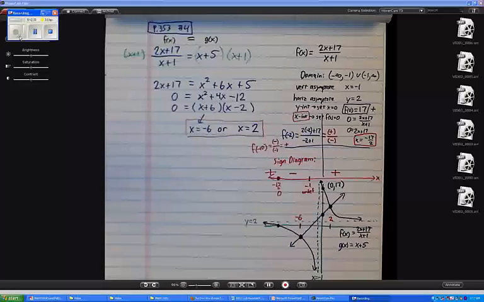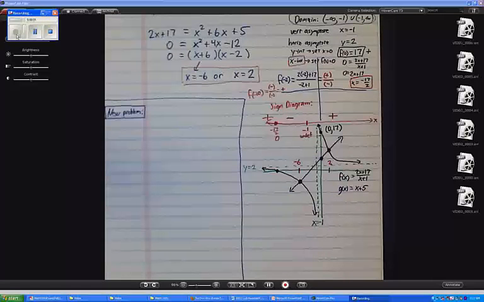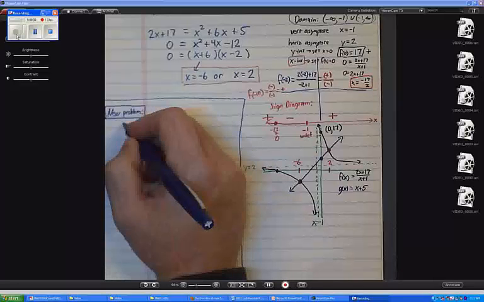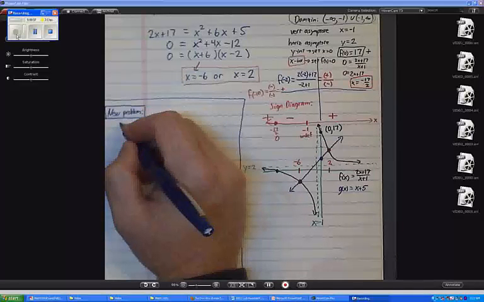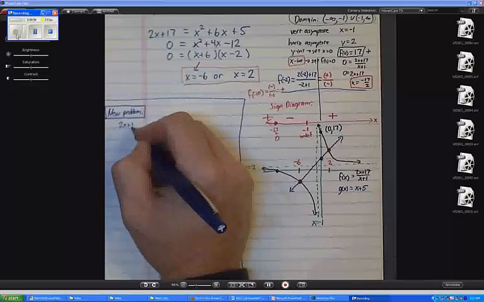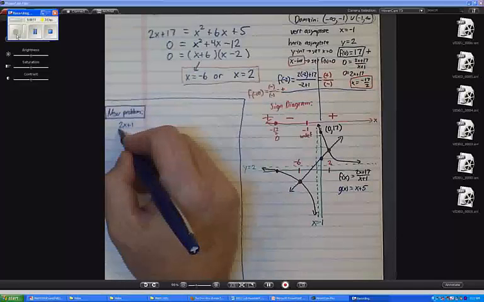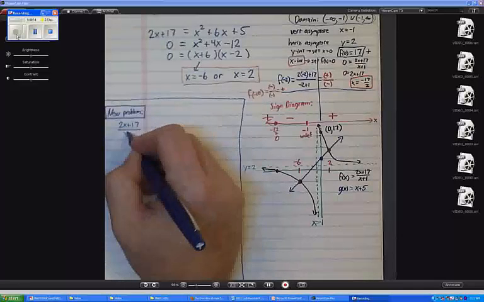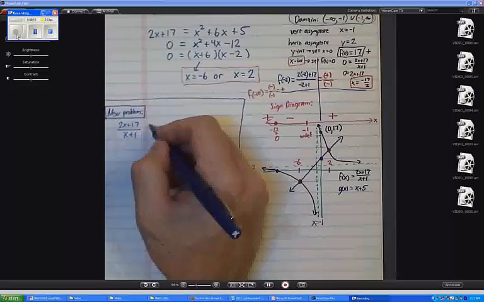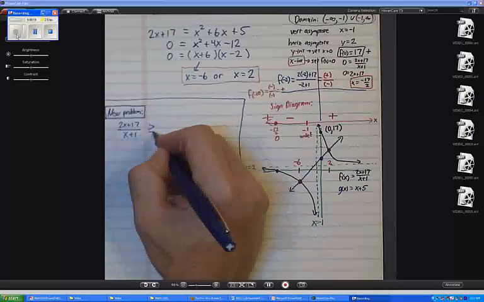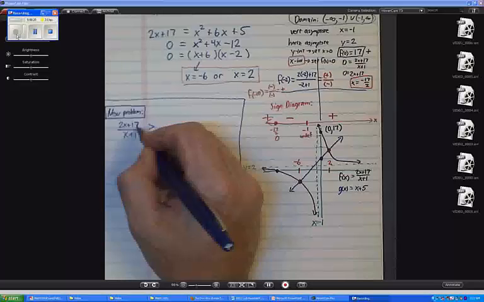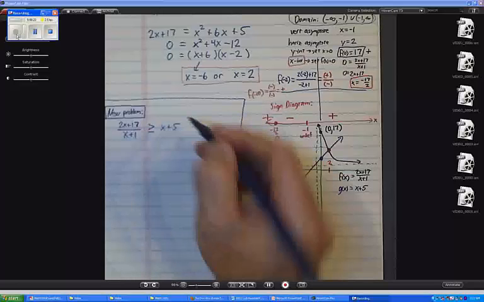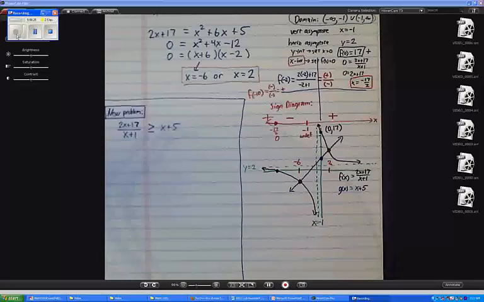Okay. By the way, someone was asking me, let me pause it. So now I want to solve this problem. Let's solve the following: 2x plus 17 over x plus 1 is greater than or equal to x plus 5. Well, that's not a whole lot different from what I just had, right?